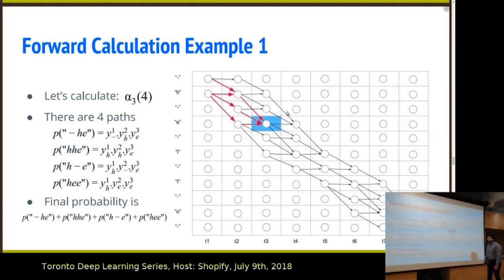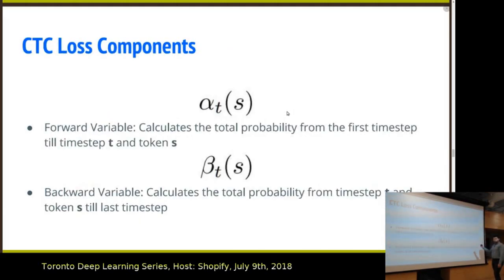Sorry, hold on. Can you go back? I didn't get what you said. So we have two variables. We have a forward variable and a backward variable. The forward variable calculates the cumulative probability of token S at time step t with respect to the first time step, and this one calculates the probability at time step t of token S with respect to the last time step. It makes the whole thing much easier, as we will see.